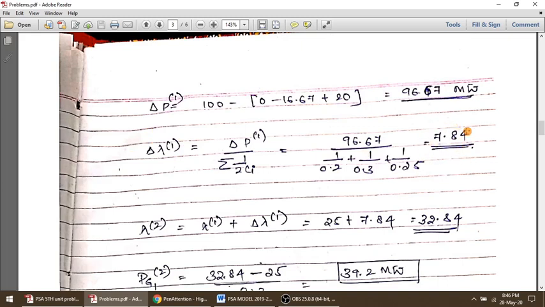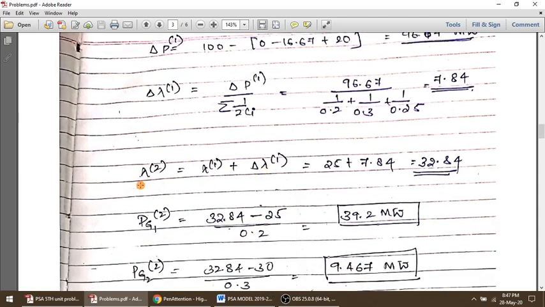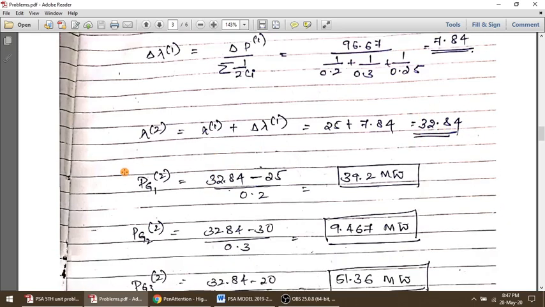So this is the change required to update the lambda value so that delta P becomes very small. So now we have updated the lambda value using delta lambda. For the next iteration, the lambda value we get is around 32.84 rupees per megawatt hour. Now using this updated value of lambda, we will start the second iteration calculation.